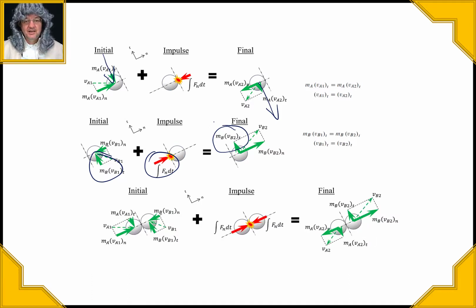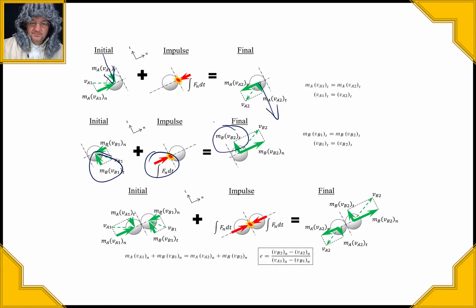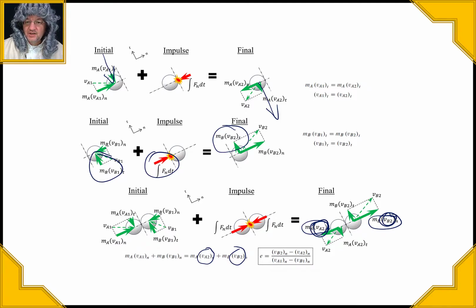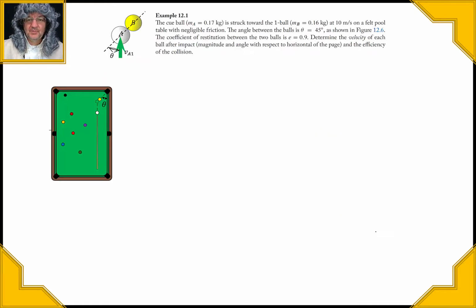Once again, here's a summary of that impulse momentum diagram with both of the balls involved. In the normal direction, what we will find is that we don't know this velocity and we don't know that velocity right here. But we can find them because we can now use the coefficient of restitution as the second equation.